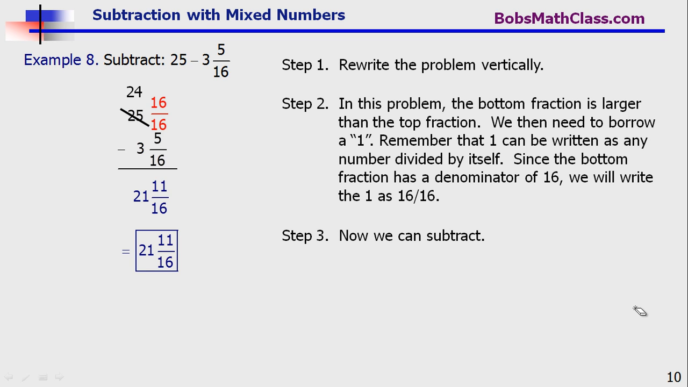21 and 11/16. Okay, so the last example, in example 7, if the fraction was on top, you can just bring it down. That was the easy case. If the fraction is on the bottom, then you have to borrow 1 from the top number, and then put a fraction of whatever that denominator is over itself. Okay, so just notice those two examples. One of them, no work, very easy, just bring down the fraction. The second one, a little bit of work, but not too bad once you know how to do it.